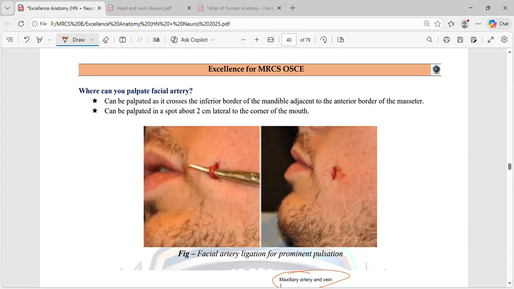Where can you palpate the facial artery? The facial artery can be palpated 2 cm from the angle of the mouth here. Sometimes we ligate it when it is highly pulsatile. It can be palpated in a spot about 2 cm lateral to the corner of the mouth, and as it crosses the inferior border of the mandible adjacent to the anterior border of the masseter.